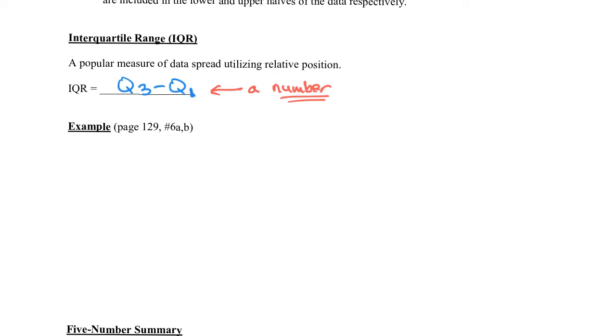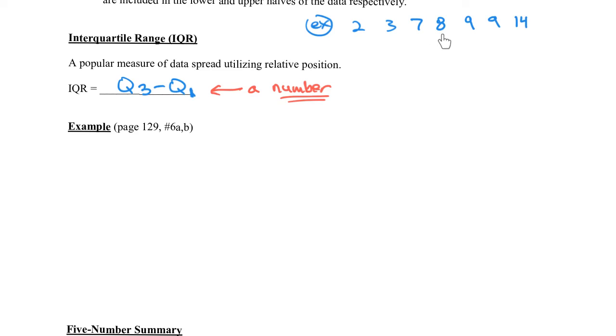So to make sense of this, let's try a problem here. But before we try this one from the book, I just want to show you one that talks about the even number and odd number of data points. So let's say we've got this really simple example here. We want to find Q1, the median, and Q3.